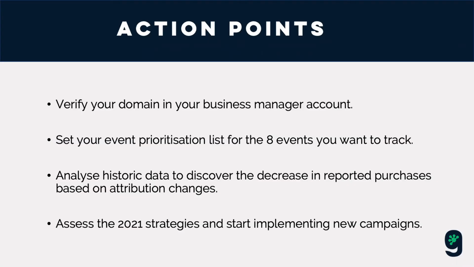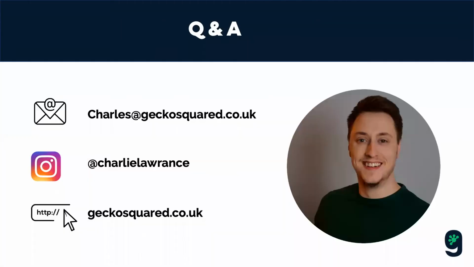You want to also analyze your historic data to start forecasting what your likely decrease in reported purchases is going to be based on that attribution change through that method we ran through. And then finally, you're going to want to assess the strategies we covered and start implementing new campaigns to take advantage of these changes. Because although Apple hasn't introduced the iOS 14 change just yet, Facebook is ahead of it, and you'll see in your ad account, if you launch any new campaigns, the attributions changed from 28-day click, 1-day view, which is the old default, into the 7-day click and 1-day view new attribution windows.